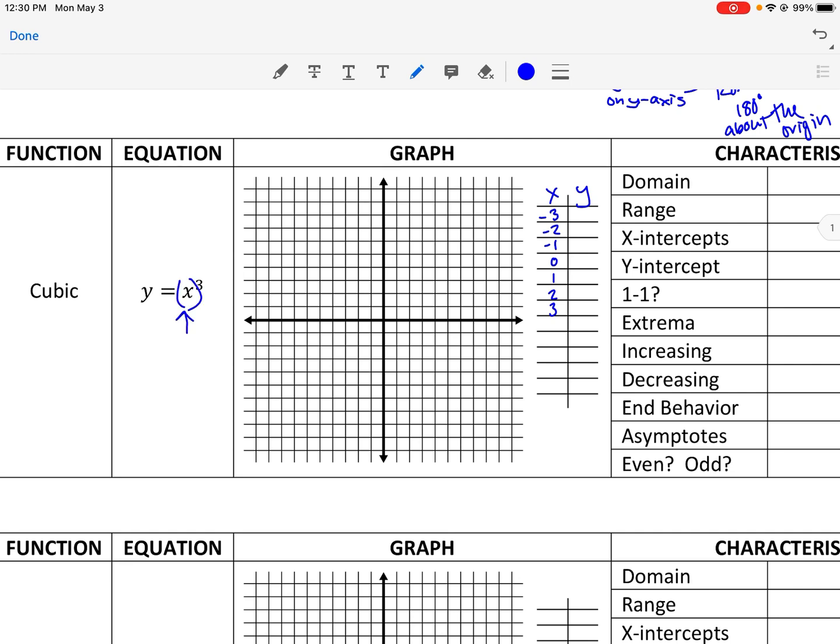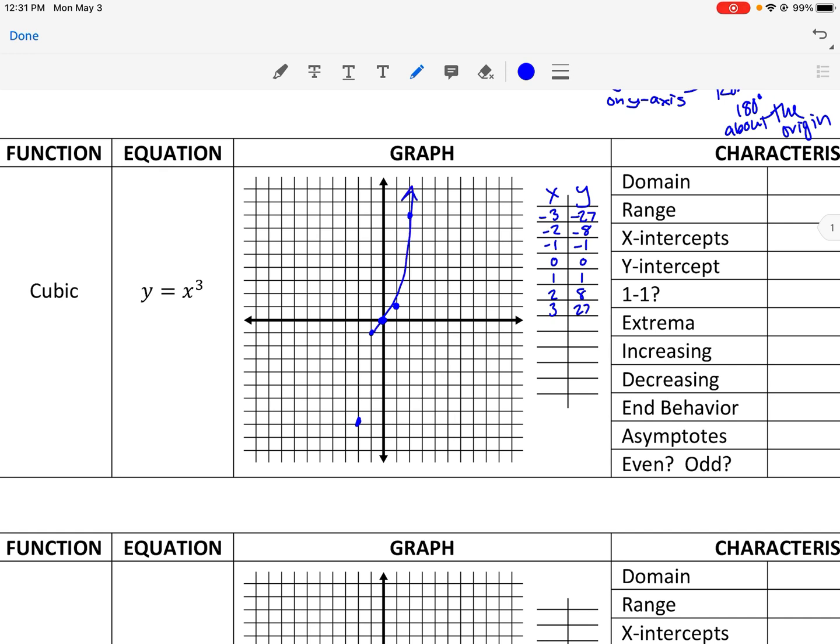This time we're going to plug them into the x value right here. So -3 cubed is -27. That's not going to fit on our graph, but that's okay. -2 will give me -8. -1, 0, 1, 8, 27. So let's just use the ones we have that fit on this graph. So we have 0, 0, 1, 1, -1, -1, 2, 8, and -2, -8.